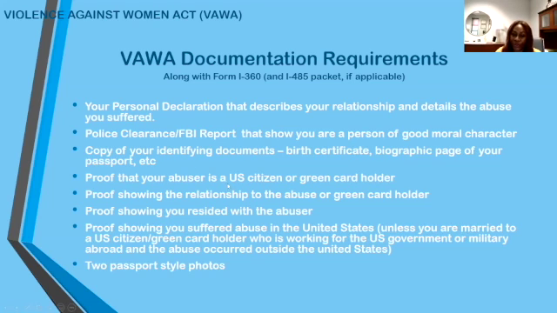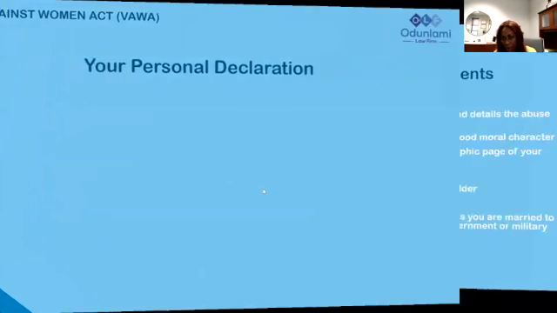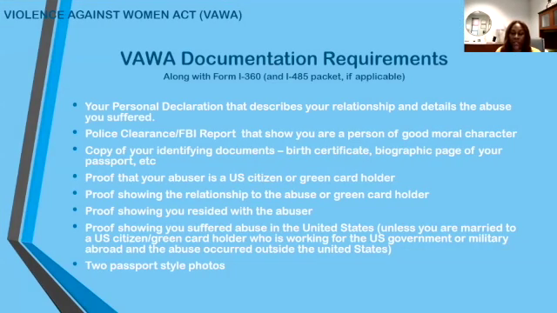And you also have to show proof that you resided with the abuser. You can't get away from this proof. You must show that you lived with the abuser for some period of time, okay? And like I said before, you have to show the abuse happened in the United States, unless you're married to somebody who's working in the United States government or military abroad, and the abuse occurred outside the United States, then that would be fine.